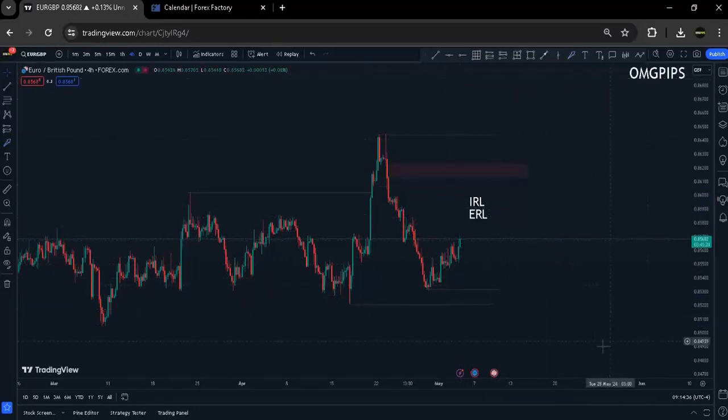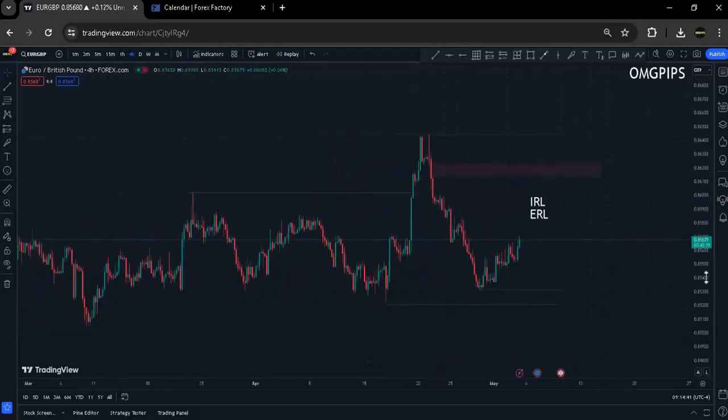So when you understand that, you realize any move that price does is either to purge external range liquidity or to mitigate internal range liquidity, right?